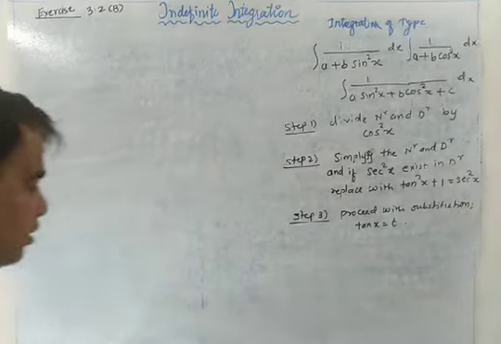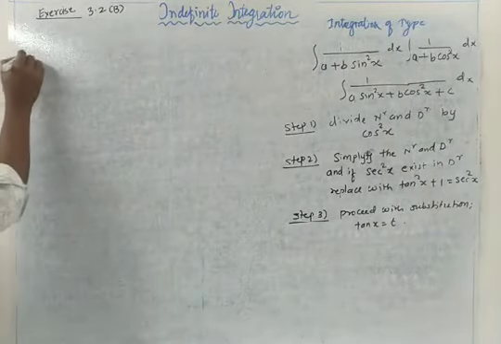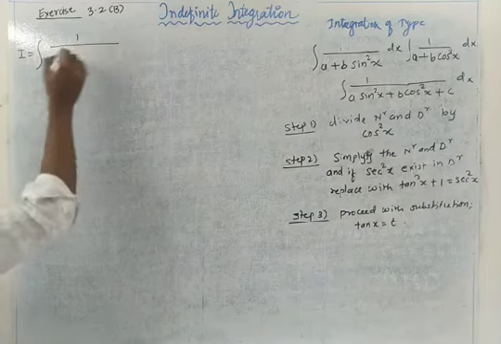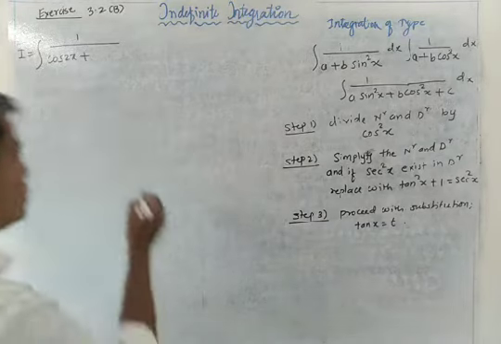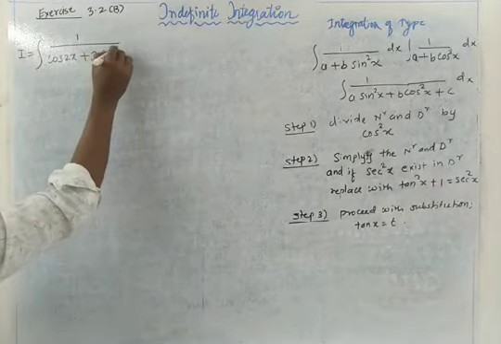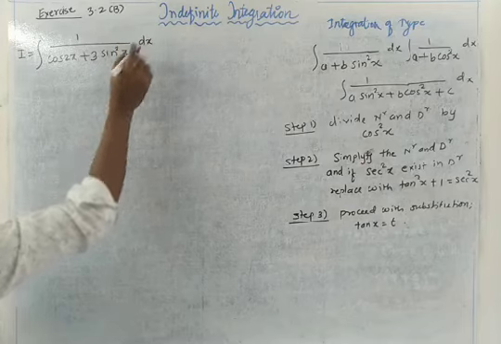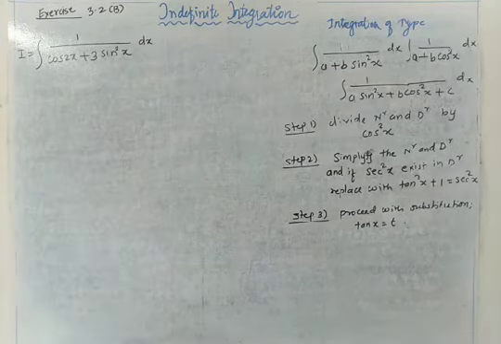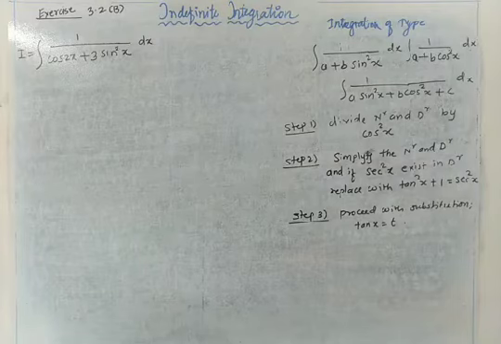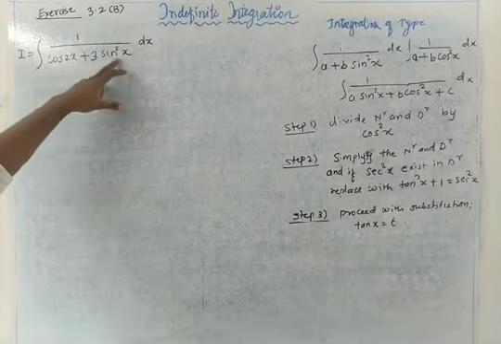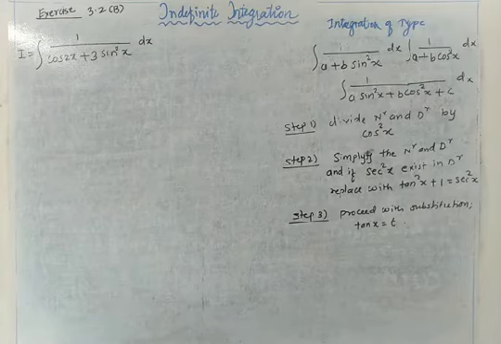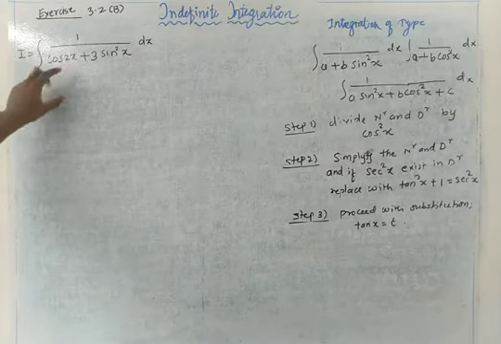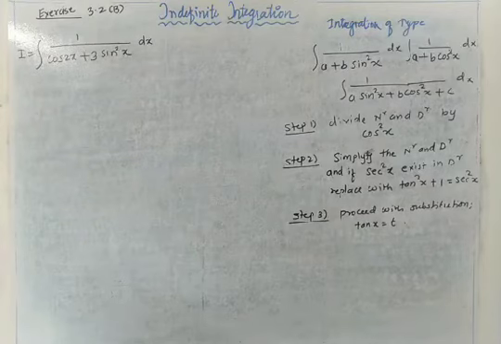Now see one example from the exercise. Integration of 1 upon cos 2x plus 3 sin square x. Don't confuse yourself with all the three types which we have done. Here cos 2x and here sin square. So don't start half the part with substitution of cos 2x and half with sin square x. Try to make it in the common format. Now cos 2x can be written in terms of sin square, so that we are going to use.